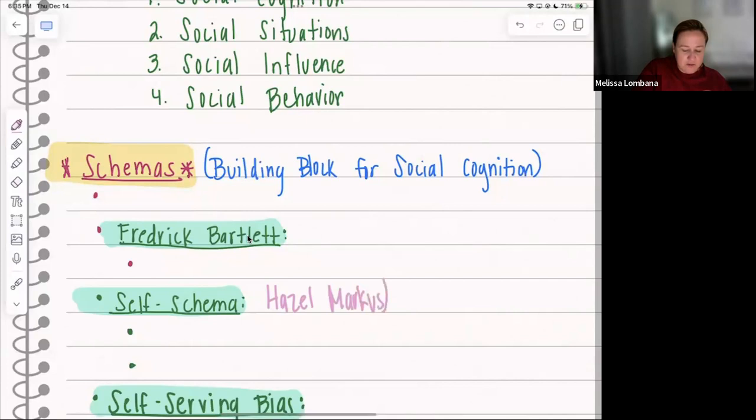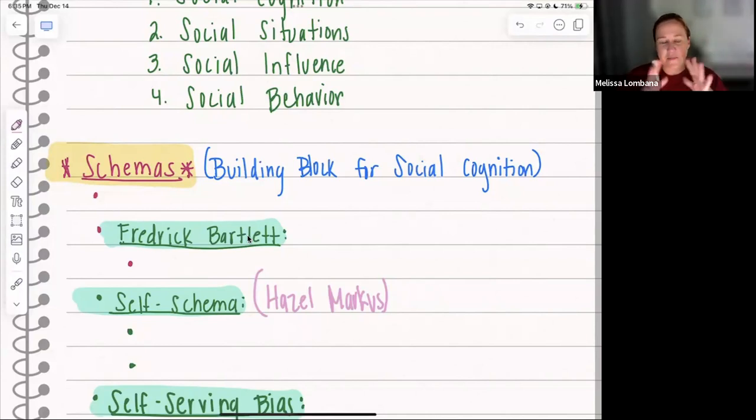Okay, I have to write it down. Hazel Marcus. And basically, what is self schema is a construct about yourself and your experiences. Okay, and then typically under self schema, also write this down, we have what's called the central self schema.